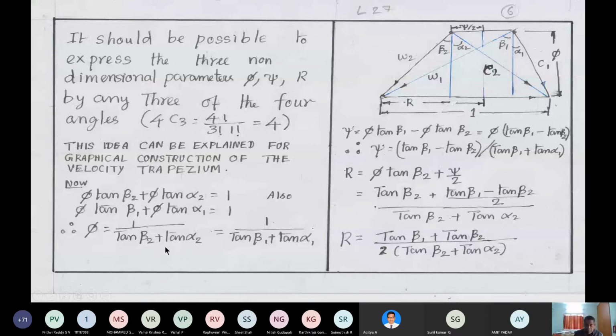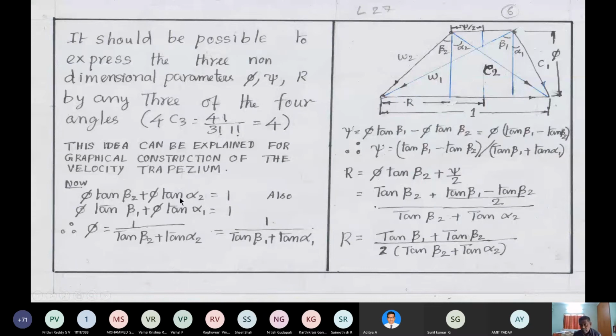In the same manner, I'll be able to write phi is equal to 1 by tan beta 1 plus tan alpha 1. Okay, if I think of this point, from this end to here, I have phi tan beta 1. Then from here to the other end, it will be phi tan alpha 1. So that way I can represent phi by the angles.